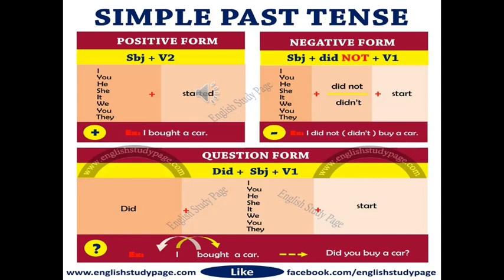For framing interrogative sentences, we use did plus subject plus first form of the verb plus object. For example, did I buy a car? For framing interrogative negative sentences, we use did plus subject plus not plus first form of the verb plus object. For example, didn't you buy a car? Or did you not buy a car?